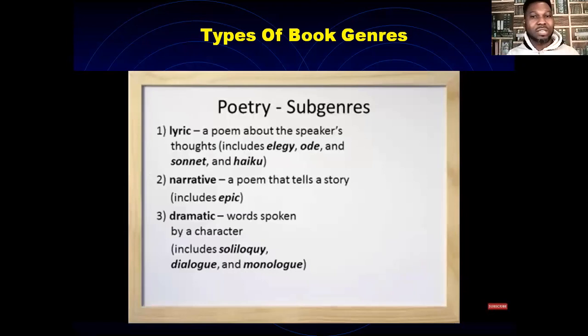Now, what is the narrative poetry? So a narrative poetry is a poem that tells a story, and it includes epic. You are telling a story using a poem. It is called a narrative poetry. And then we have the dramatic poetry, where words are spoken by a character.